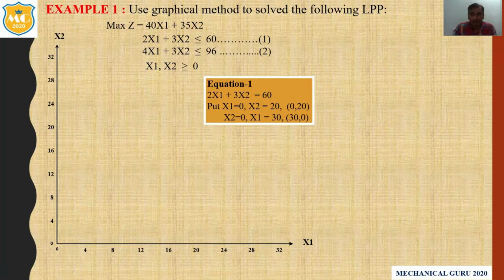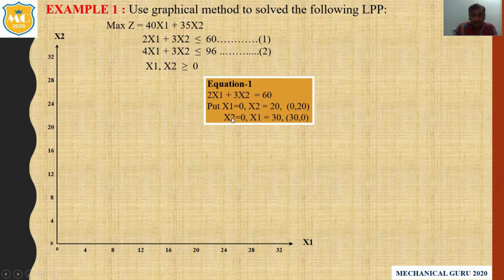In that, first we have to put x1 is equal to 0. So 3x2 is equal to 60, so x2 is equal to 60 divided by 3, which is 20. It's very simple. So this is the first coordinate, 0 and 20, where x1 is 0 and x2 is equal to 20.